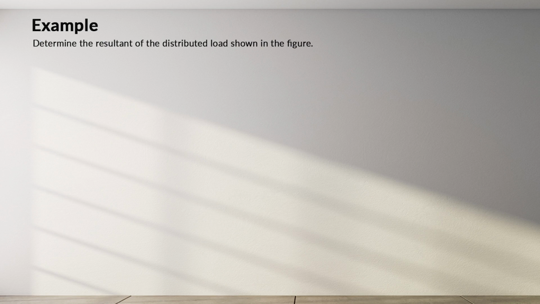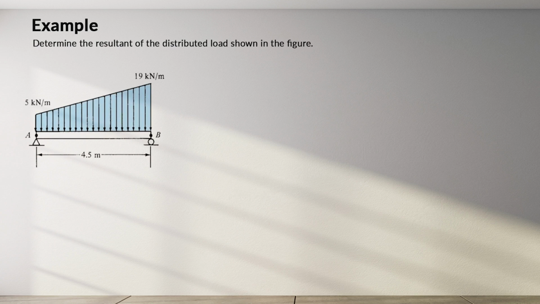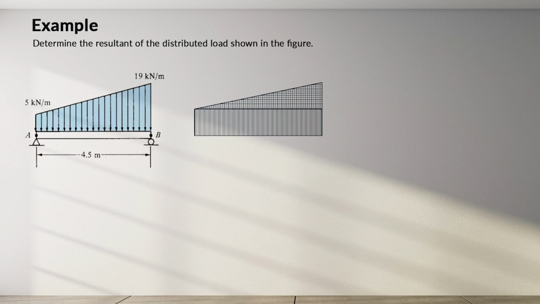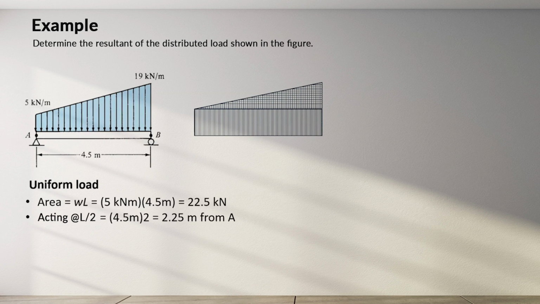Let's look at this example. It asks us to determine the resultant of the distributed load shown in the figure. If you look at the figure, we can divide the distributed load into one uniform load and a triangular load on top. The uniform load has an area of WL equals 5 kilonewton per meter times 4.5 meters equals 22.5 kilonewtons, and acts at a distance of L over 2 equals 4.5 meters divided by 2 equals 2.25 meters from A.